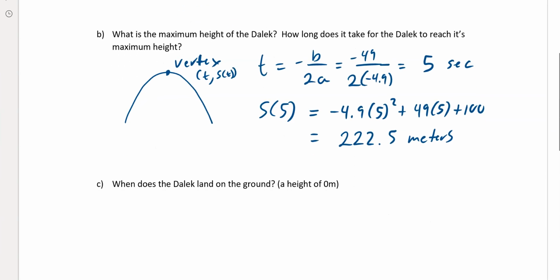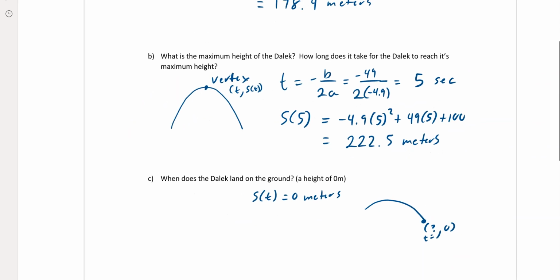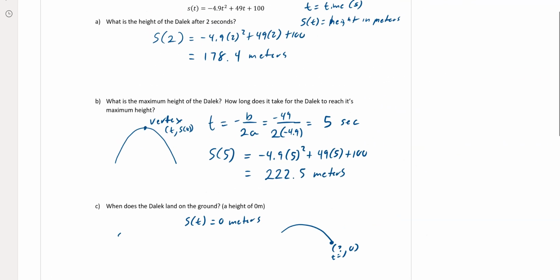So now, when does the Darlic land on the ground? That would be a position of 0 meters. So we're looking for this situation right here, so it's what, comma, 0. How long does it take? We need some t value to make that. So what you do is take your function and set it equal to 0.